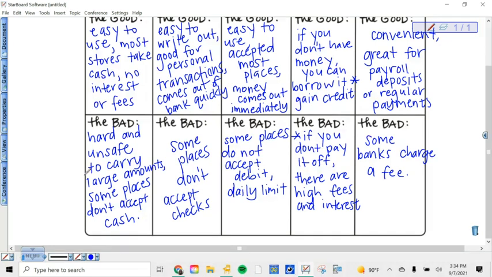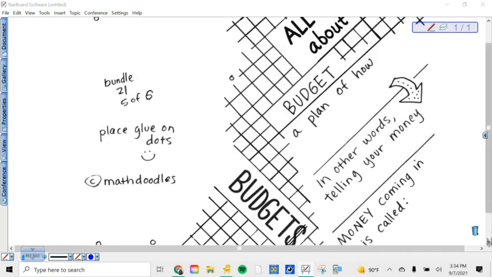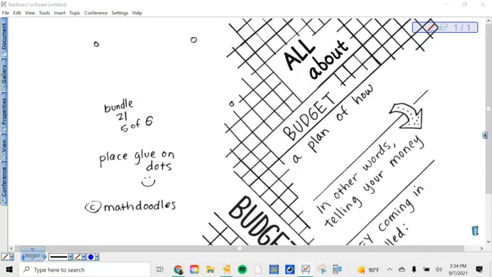Let's move on. We're going to go to budget. So all about budget. You should go to this page first. So all about budget. What is a budget? Budget is a plan set by you on how much you can spend. Yeah, exactly. A plan of how to spend.